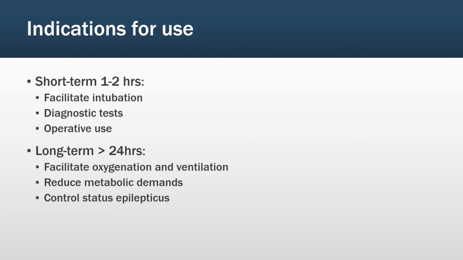NMBAs have both short-term and long-term indications in the critical care setting. Some examples of short-term use, generally considered paralysis for less than 2 hours, are facilitation of intubation, diagnostic tests, and operative use. NMBAs are also used for longer periods of time to facilitate oxygenation and ventilation, to reduce metabolic demands, and to control status epilepticus.